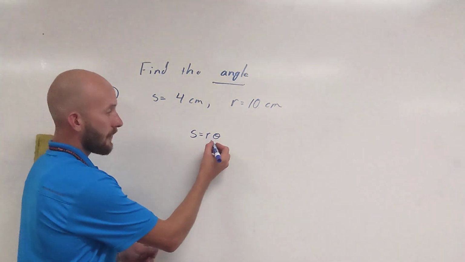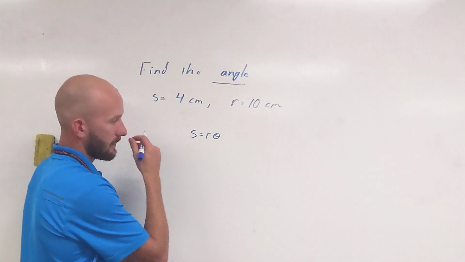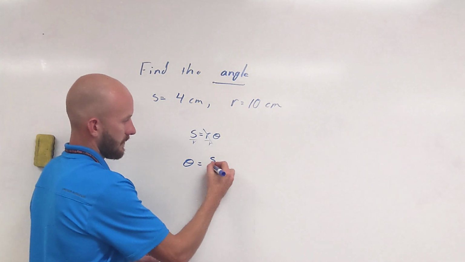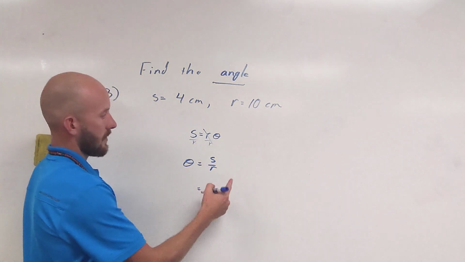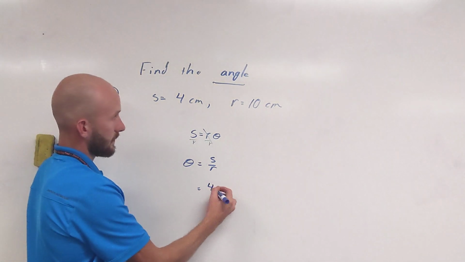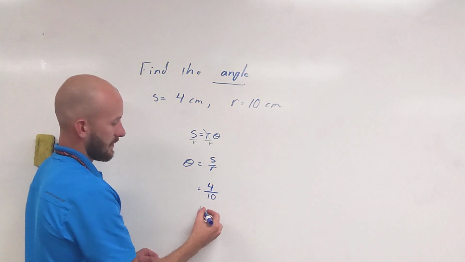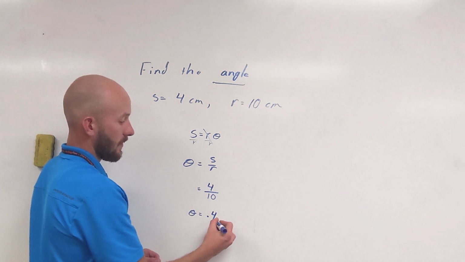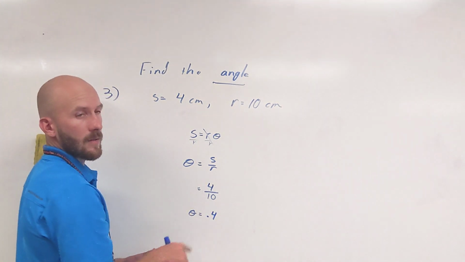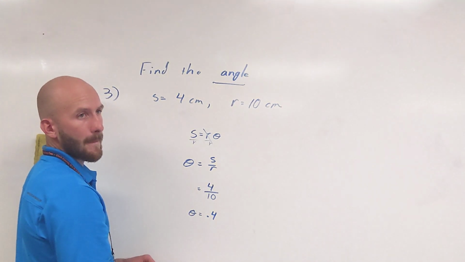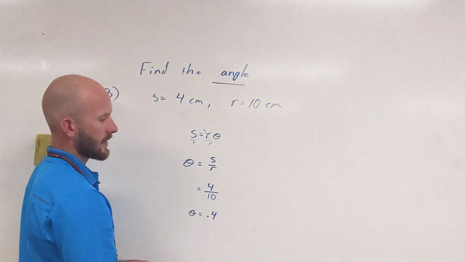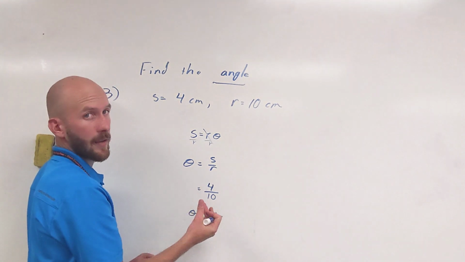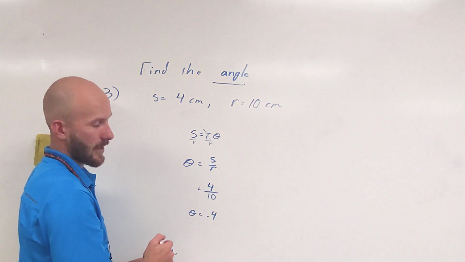So if I'm trying to find the angle, how do I solve this for theta? Divide both sides by r. Okay, so then I just plug in what I'm given. So 4 divided by 10, that is going to be 0.4. You don't want us to leave it as a fraction? No, we'll put it as a decimal since it doesn't have pi in it, it's just a nice decimal.